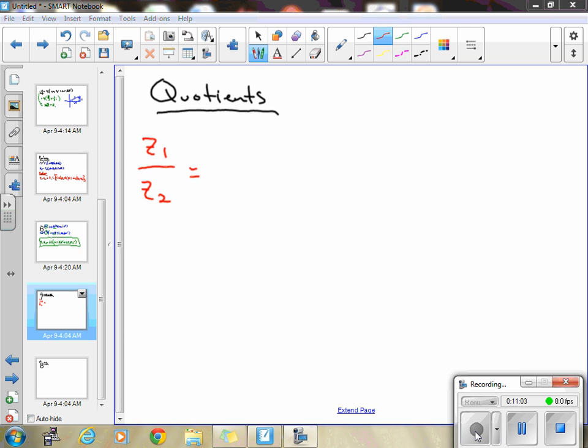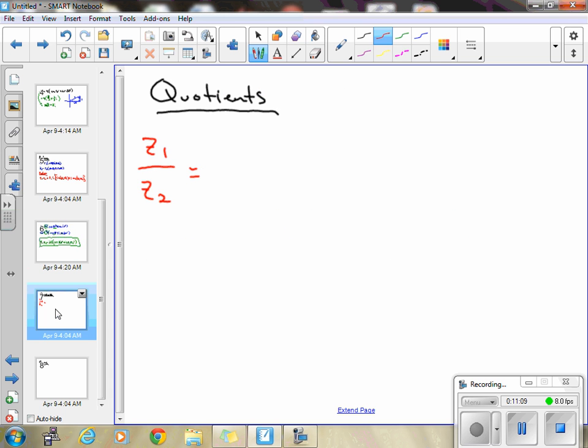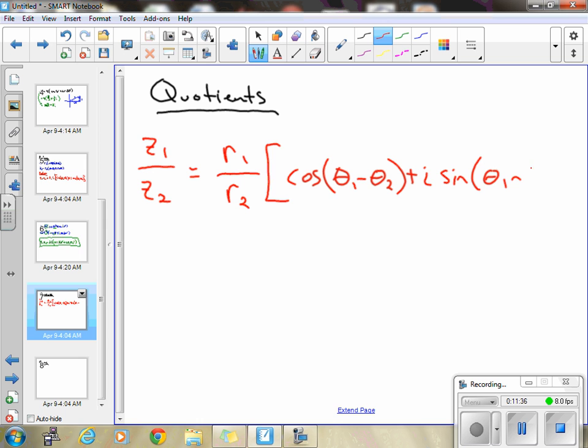Now with division, our quotients, z1 divided by z2, using the same z1 and z2 as we had a couple of slides back. The rule, and this is on page 730, you can find it, we are going to take the two r values, r1 and r2, and divide those in that order. But this time, we're going to multiply by the cosine of the difference between the two angles. So we're going to take theta sub 1 minus theta sub 2. Then we're going to do plus i times the sine of theta sub 1 minus theta sub 2. And of course, we'll take a look at a quick example of that.